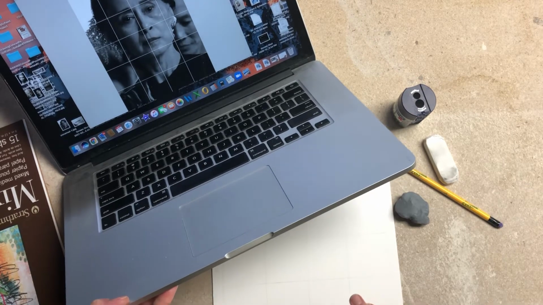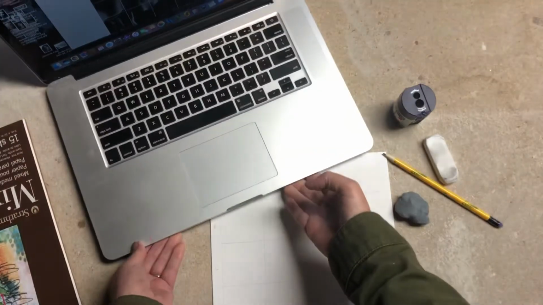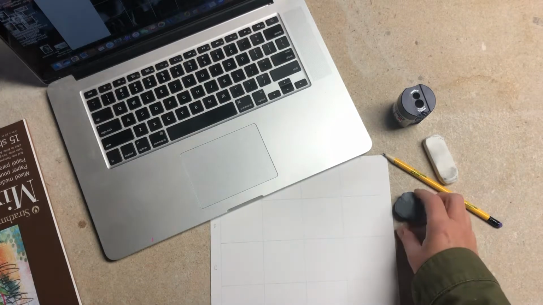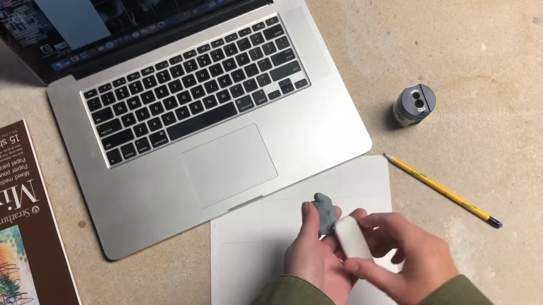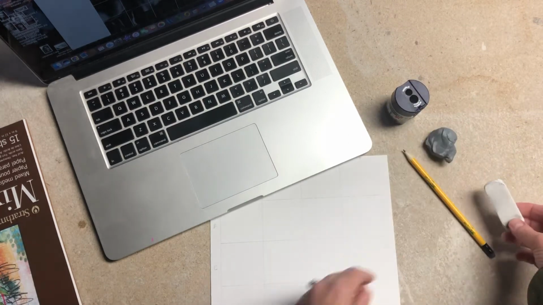Okay, I am ready to start my actual grid drawing. So I have my computer ready to go with my image I'm looking at. I have my paper that is gridded already lightly. I have my choice of eraser and a sharpened pencil, and I have my sharpener here because I will probably need it at some point.